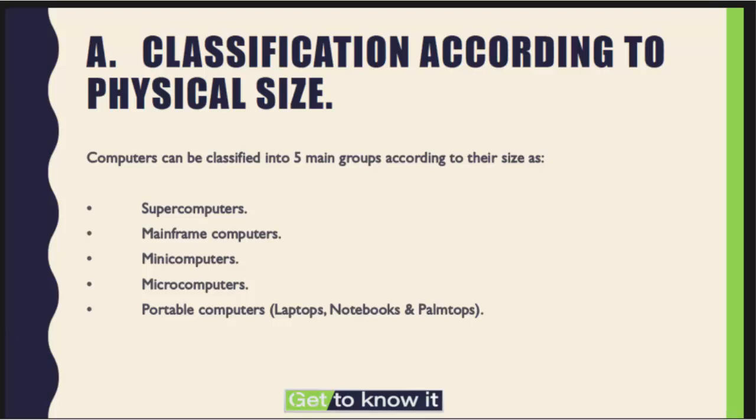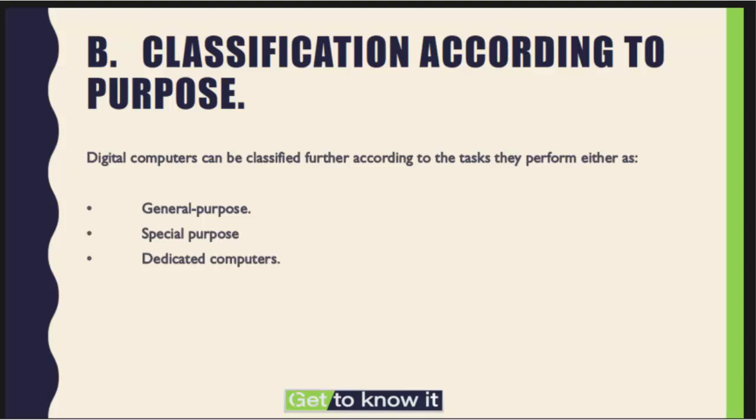So you're going to find these computers in various areas. For instance, in the petrol pumps, in video recorders, in watches, in cameras, etc. Classification according to purpose. Digital computers can be classified further according to the tasks they perform, either as general purpose, special purpose, or dedicated computers. We are going to discuss each and every one of these three classifications, starting with general purpose.